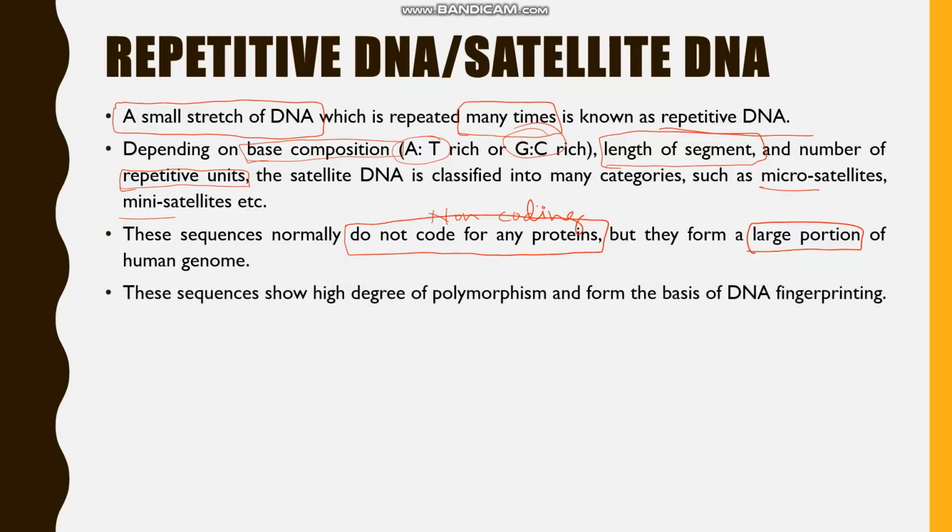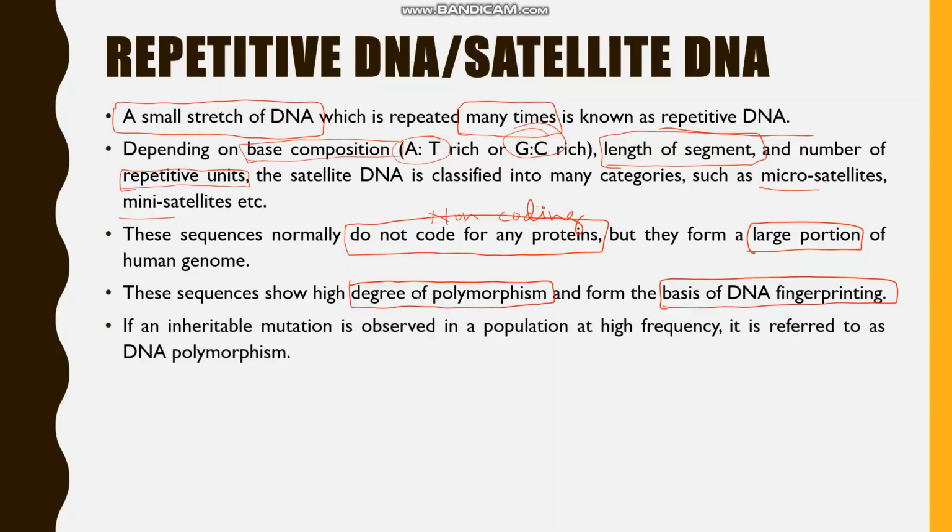So these sequences show a high degree of polymorphism and form the basis of DNA fingerprinting. So the repetitive sequence or the satellite DNA shows a high degree of polymorphism and it forms the basis of DNA fingerprinting. So the principle behind DNA fingerprinting is the high degree of polymorphism of repetitive DNA.